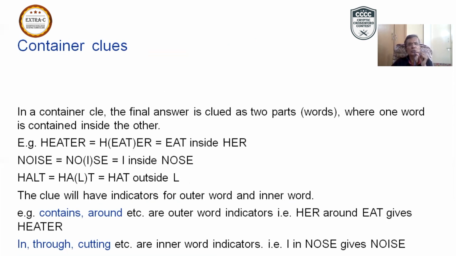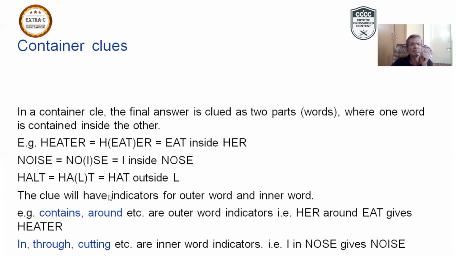In a container clue, the final answer has 2 parts where one part is hidden inside the other or kept inside the other. So let's look at some examples. If you take the word heater, you have eat inside her. Or if you look at the word noise, it has I inside nose. Or if you look at hall, it has hat outside L.